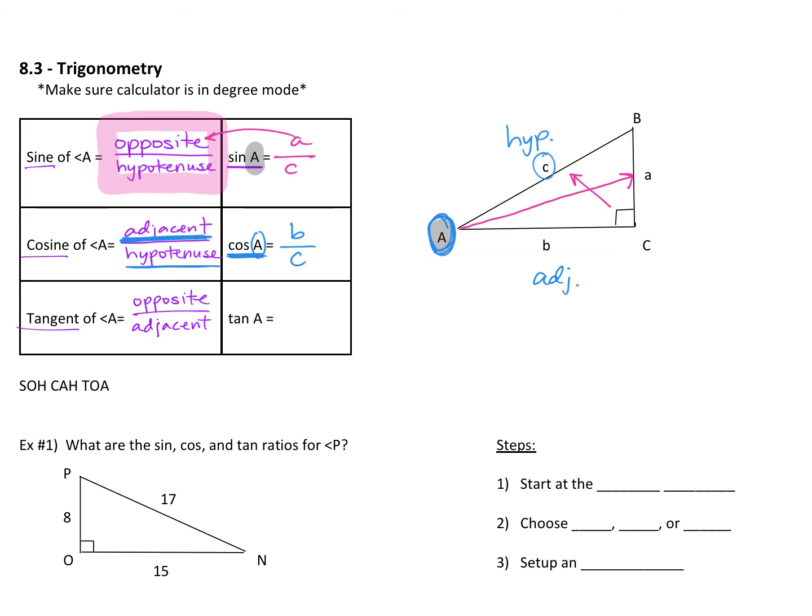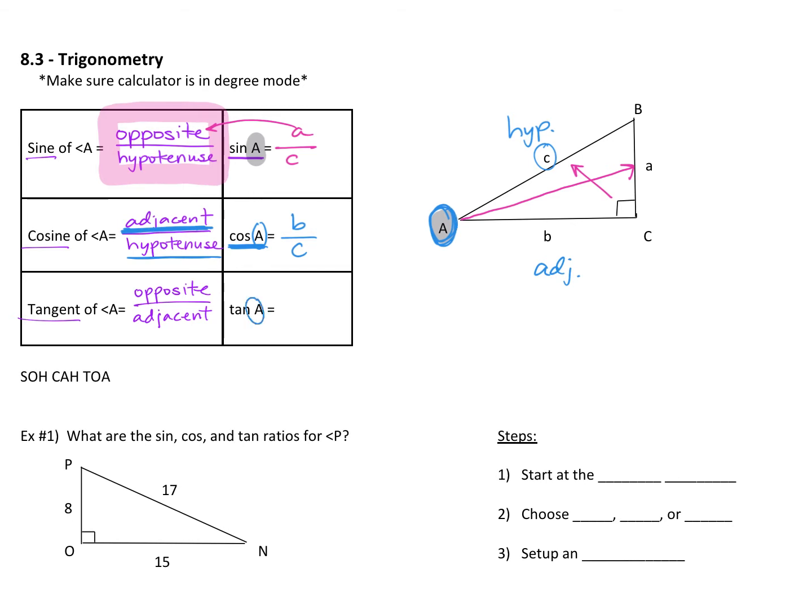Okay, last one. The tangent of angle A. Where do you start? The opposite. Opposite, but always start from what? The angle, right? Start from A. So from angle A, what is opposite? A. This is your opposite side. So A over B, your adjacent side, the one that's next to it, right? A over B.